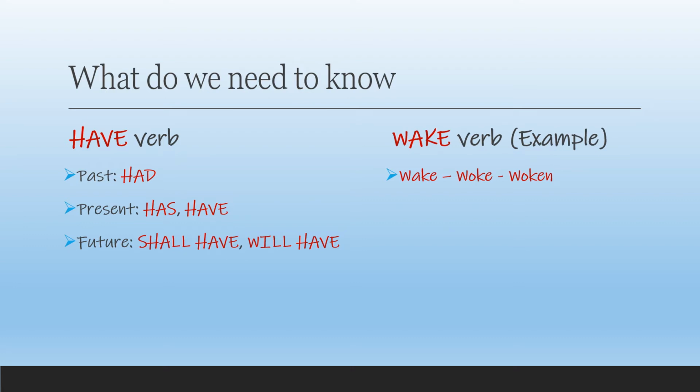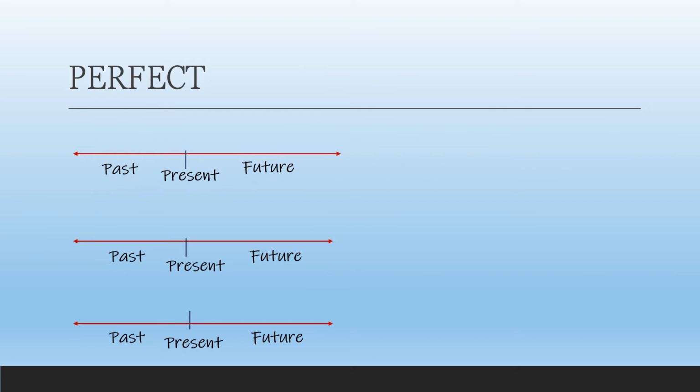We will also look at the wake verb, which we will use as an example. So the wake verb in the present, past and past participle is wake, woke, woken. Let us now see how we change a verb into its perfect tense. The perfect tense can be in the past, in the present or future.